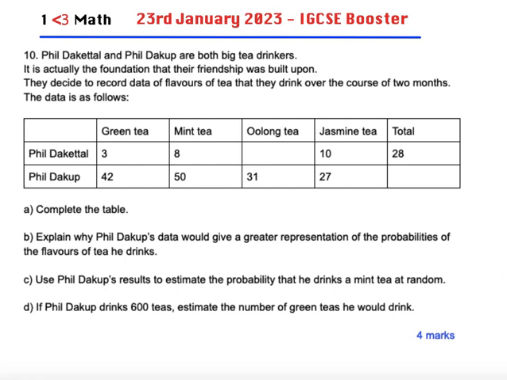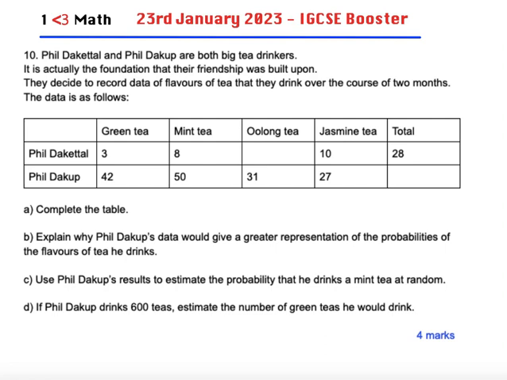Part B, we need to explain why Fill the Cup's data would give a greater representation of the probabilities of flavours of tea that he drinks. Part C, we need to use Fill the Cup's results to estimate the probability that he drinks a mint tea at random. And part D, if Fill the Cup drinks 600 teas, estimate the number of green teas he would drink. So, if you would like to have a go at these questions, please pause the video now before I proceed with the solutions and explanations.